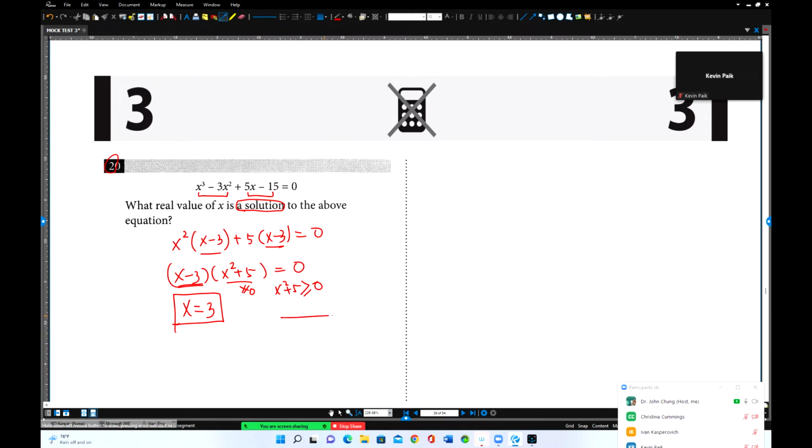But actually this graph looks like this. We have 3 roots there, but only one real root, something like this. The other 2 are imaginary. Okay? Where are they? x squared equals negative 5. Okay? x is plus or minus square root of 5 i. The other roots we cannot see on the graph. Only one real root we can see, which is the x-intercept. Okay, that is number 20.